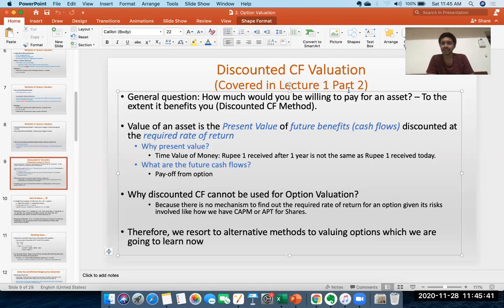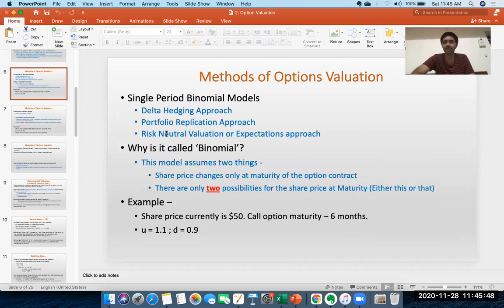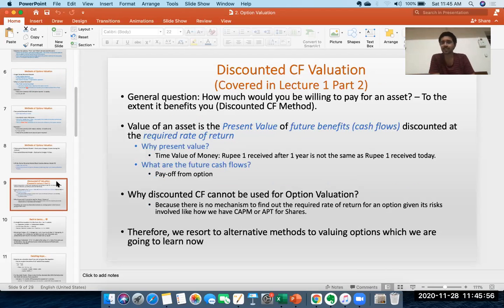Hi, in this lecture, we are going to see the risk-neutral method of valuation, which, like we discussed, was the last method, which is called the risk-neutral valuation or the expectations approach. Before we actually go into the risk-neutral valuation, let's revisit a small concept that we learned as part of the second part to lecture 1.